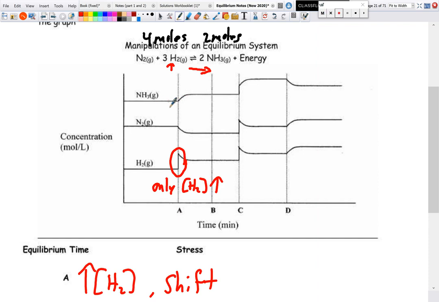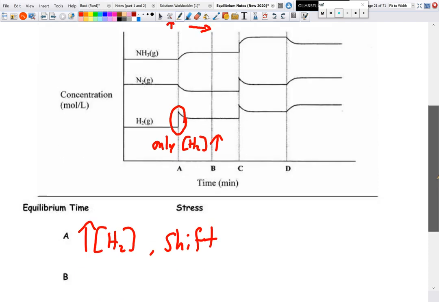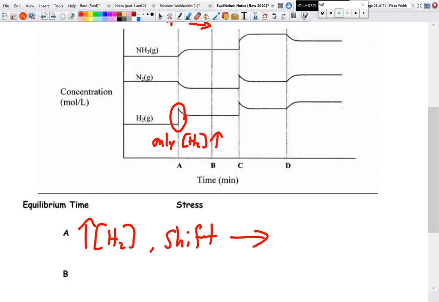So this is why we see the concentration of ammonia starting to go up here and level out, and the concentration of nitrogen going down. It's because the nitrogen is getting used up, but more ammonia is being produced because of that shift to the right-hand side. So you get a shift right.